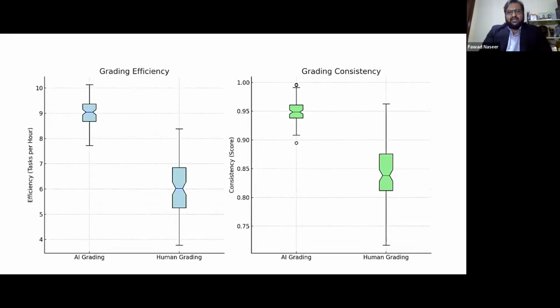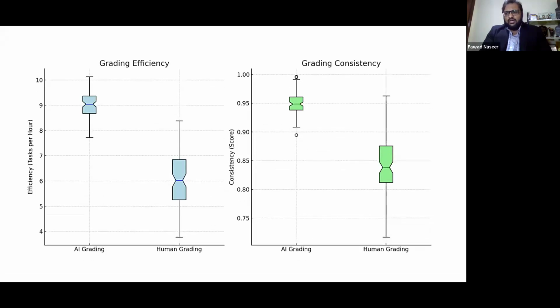As far as grading is concerned, I would like to share that we looked at the grading efficiency for our students. Compared with human grading, we have seen that the efficiency provided by AI grading is slightly better than human grading. And regarding consistency, we see that AI grading performs much better than human grading.